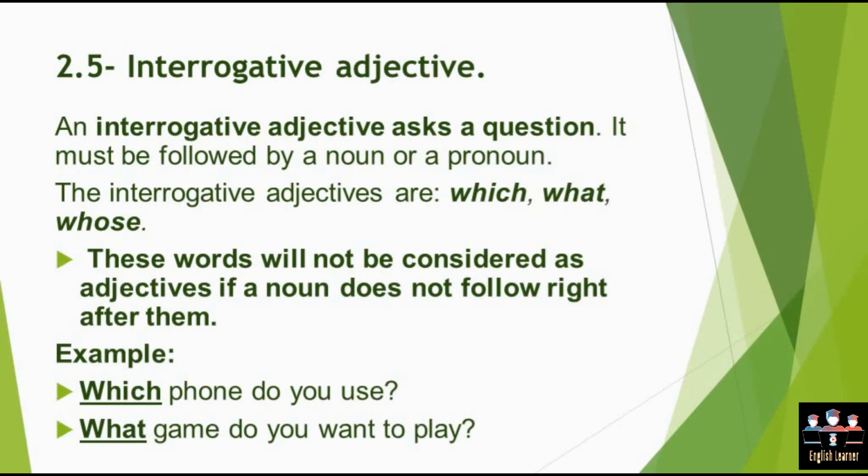It means that if which, what, and whose are followed by a noun or a pronoun in a sentence, then we will call it an interrogative adjective. And make one thing sure that these interrogative adjectives, which, what, and whose, are used in place of a subject in a sentence in order to make a question.